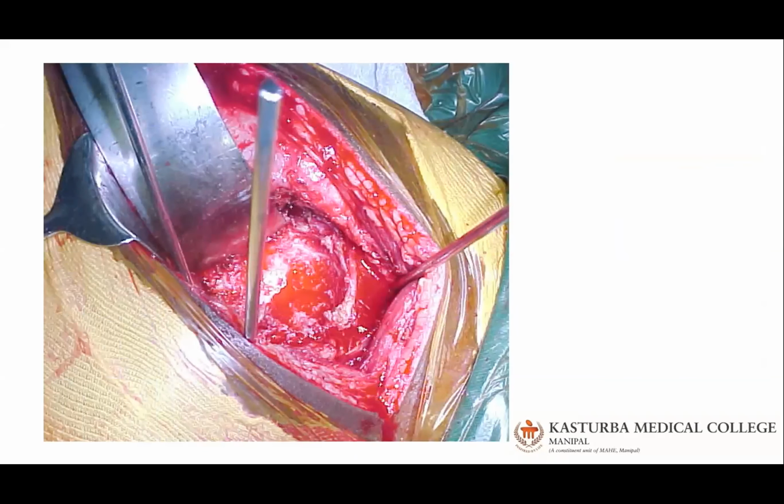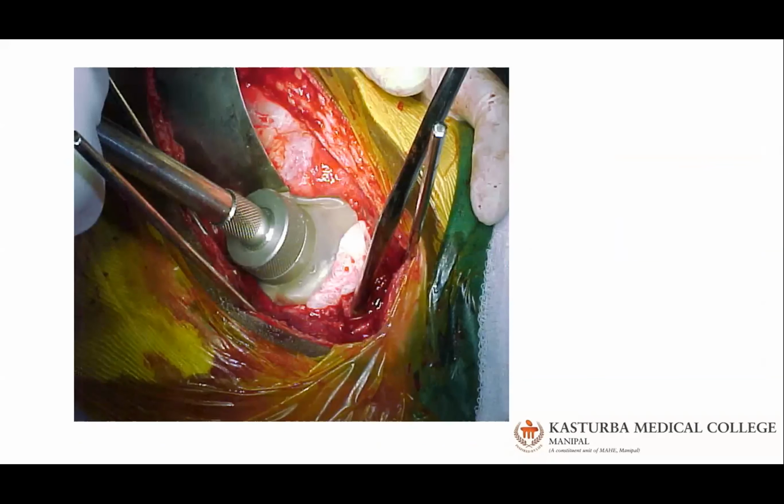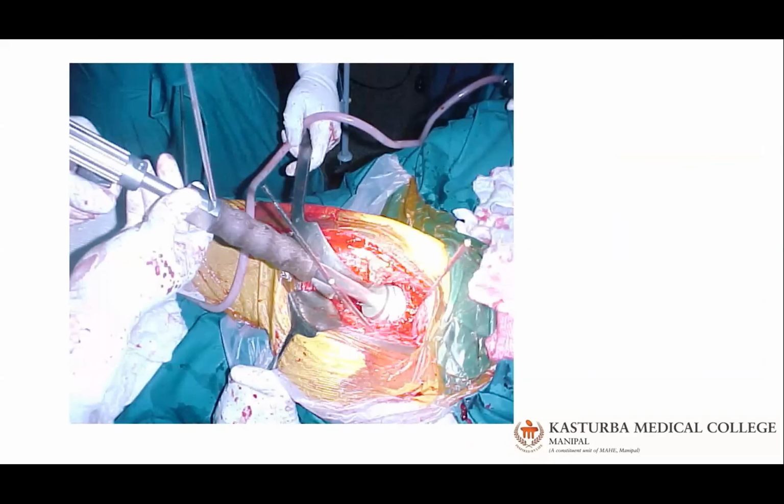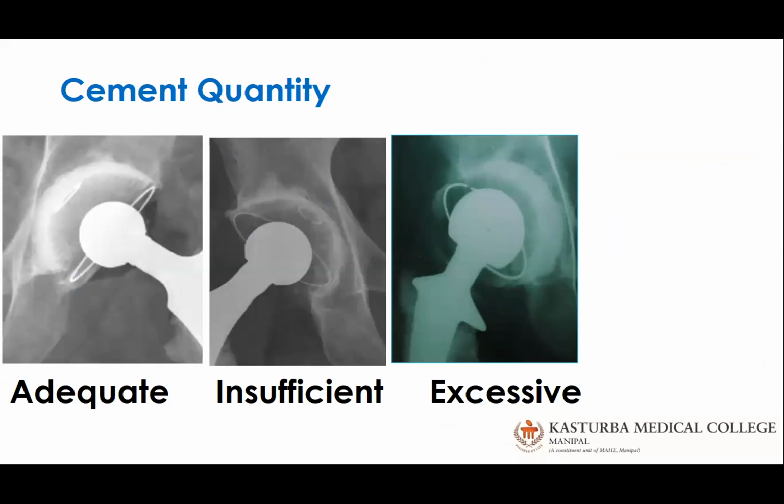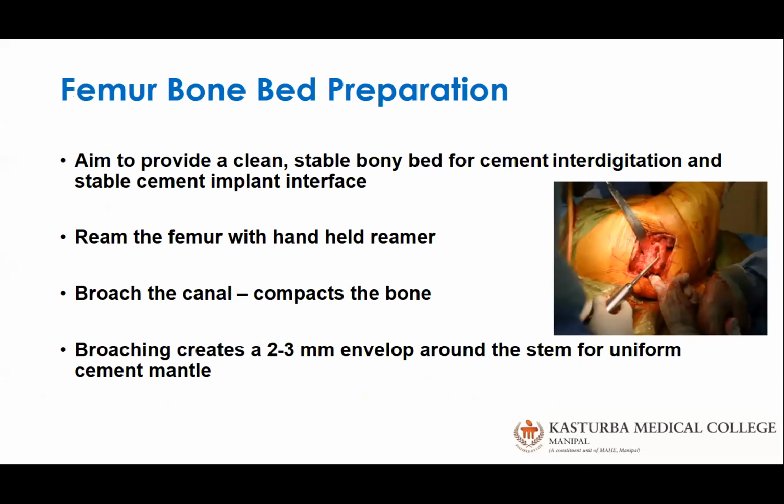So this is how it's cleaned and packed. Then you put the cement and pressurize with a balloon, where pressure pushes the cement into the bone, and then insert your cup, maintaining the required anteversion. If you look at these three types of cementing, there's adequate, good cementing in the first X-ray, insufficient cement in the second X-ray, and excessive cement in the third X-ray. So the likely failures are more in the insufficient and the excessive versions.